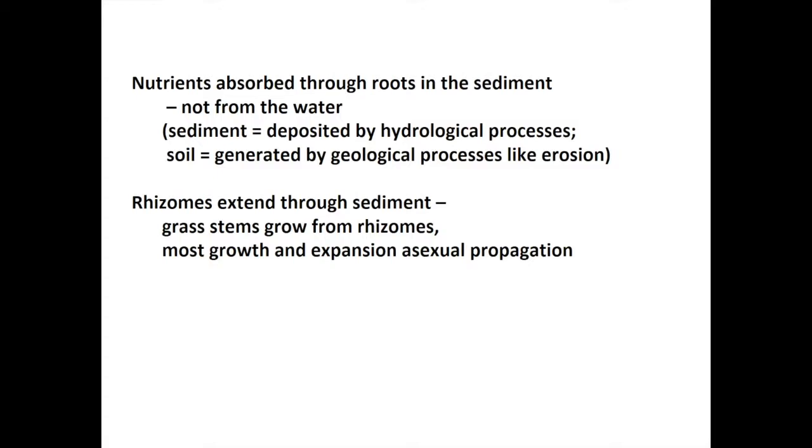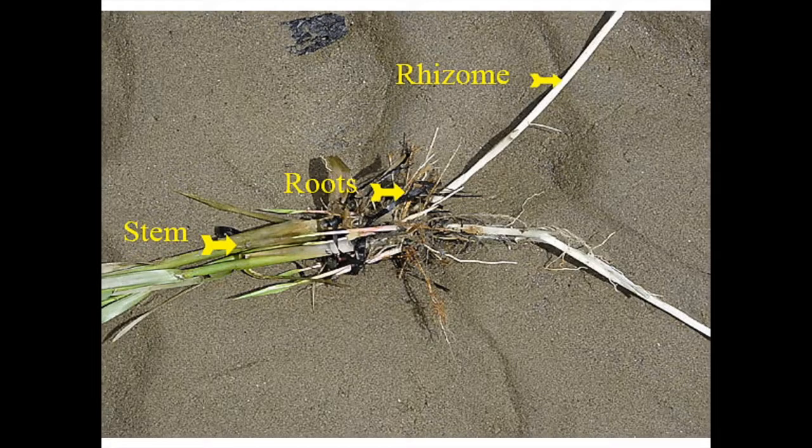So most of their growth is expansion of asexual propagation, right? It's not from individual seeds, but the plant growing and extending and the rhizomes moving into new areas and grass stems growing up from those. You can see these different parts of the plant here in this slide. We have the green parts, or the stems that are coming up. Those are all that above ground biomass that we see. And then we can see the finer white roots that extend into the sediment that absorb the nutrients and help anchor the plant. And then there are these longer rhizomes, and these rhizomes grow through the sediment and new stems then emerge from them.